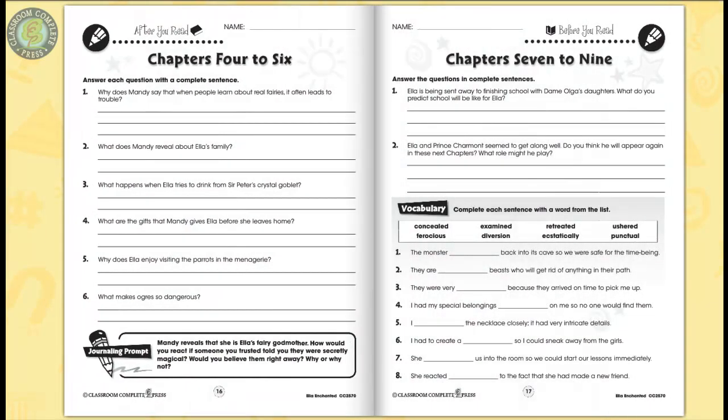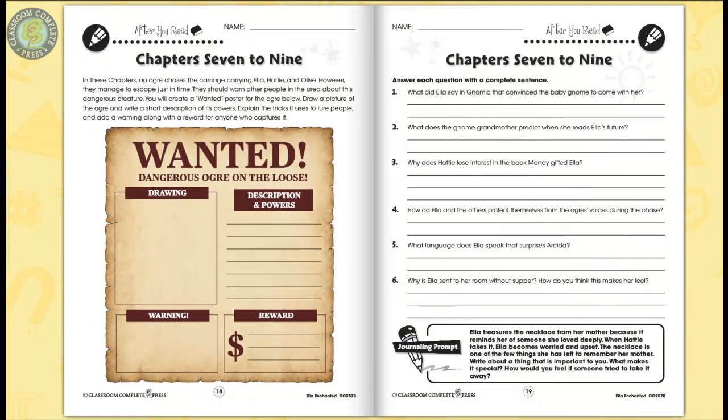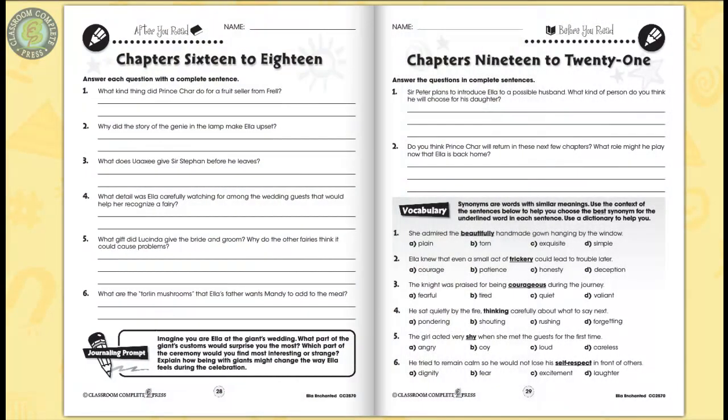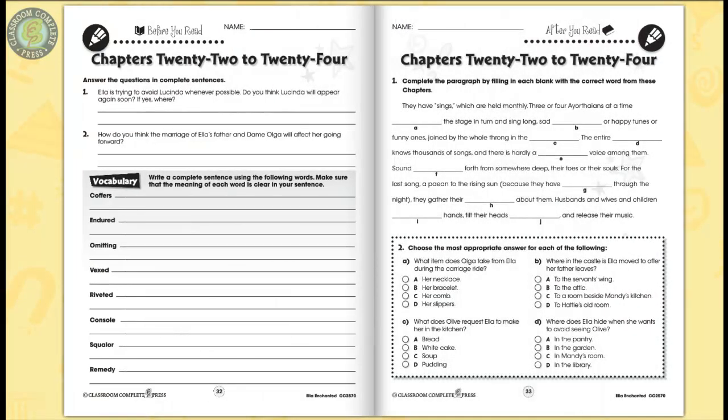Imagine it's revealed you have your own fairy godmother. How would you react? Design a wanted poster to warn others of an escaped ogre. Explain why the story of the genie in the lamp made Ella upset. Predict how the marriage of Ella's father and Dame Olga will affect Ella's life going forward.